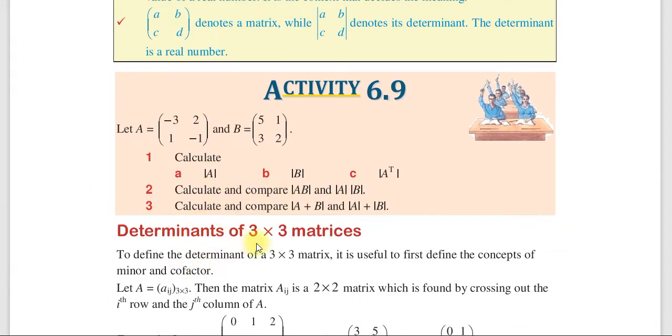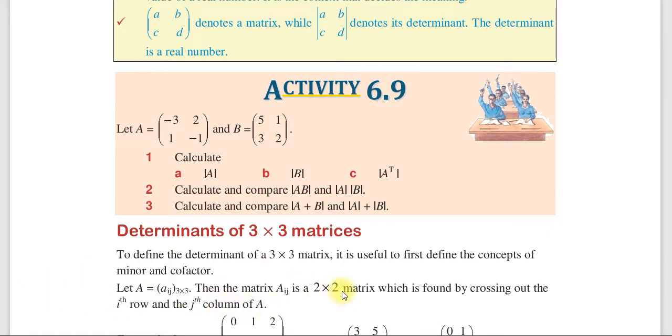ሌላኛው ደግሞ ዲተርሚናንት ኦፍ 3 by 3 ማትሪክስ እንዴት አድርገን እንሰራለን? 3 by 3 ማትሪክስ ታውን 2 by 2 ነበር ሰራ የነበረው። ስለዚህ 3 by 3 እንዴት አድርገን እንሰራለን? To define the determinant of a 3 by 3 matrix, it is useful to first define the concept of minor and cofactor. Let A which is equal to [aij] be a 3 by 3 matrix ተብሎ ቢሰጠን, then the matrix Aij is a 2 by 2 matrix which is found by crossing out the ith row and the jth column of A.